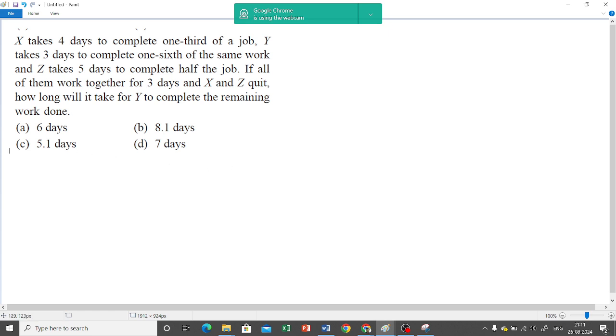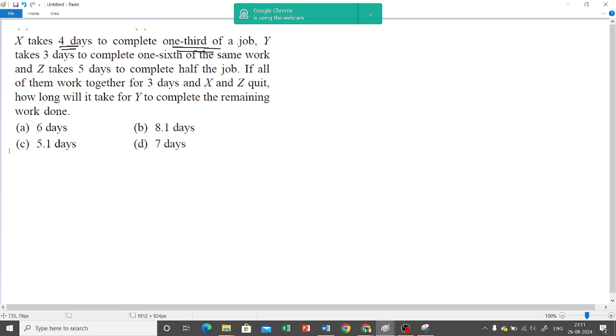Okay. X takes 4 days to complete one third of a job. Y takes 3 days to complete 1/6 of the same work, and Z takes 5 days to complete half of the job. If all of them work together for 3 days and X and Z quit, how long will Y take to complete the work? So see here there is a thing to note that X takes 4 days to complete one third of a job, not the complete job but one third.